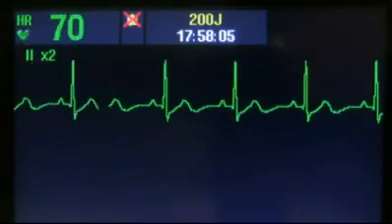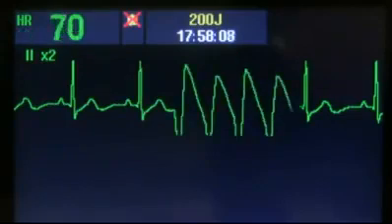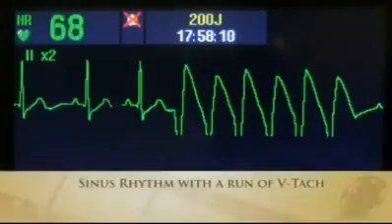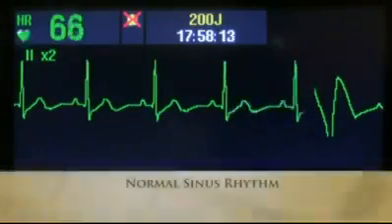Here's sinus rhythm with a run of V-tach. But the patient goes back to a normal sinus rhythm.